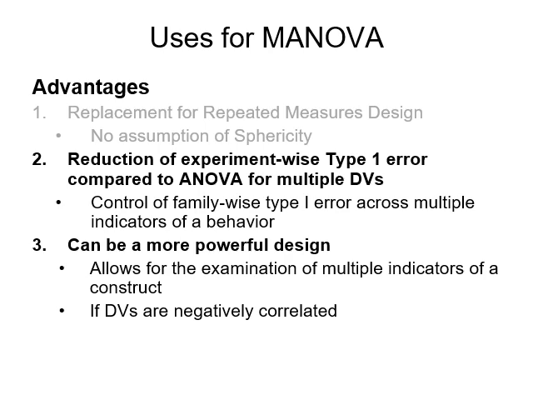So let's come back to those reasons for using the MANOVA now that we're done with replacing repeated measures design. The next one is a reduction of experiment-wise Type 1 error compared to ANOVA for multiple DVs. Generally speaking, if you have more than one DV in a design where you have multiple IVs and multiple DVs, more often than not, the answer is going to be to run a MANOVA.